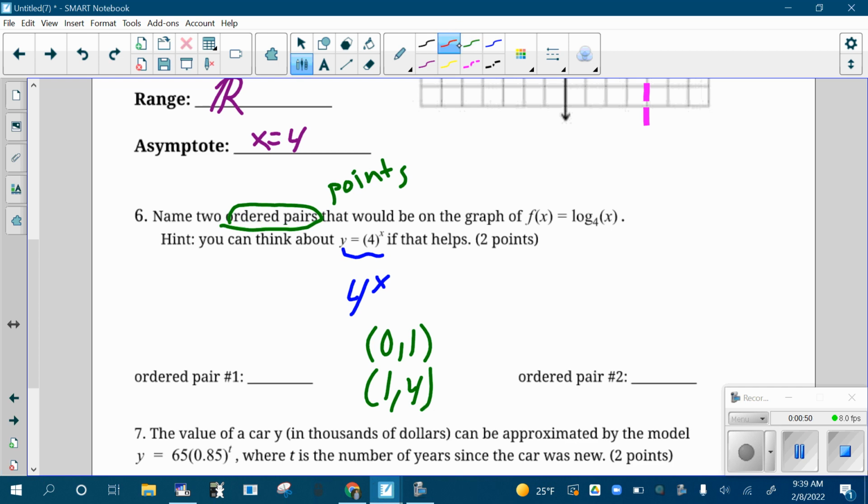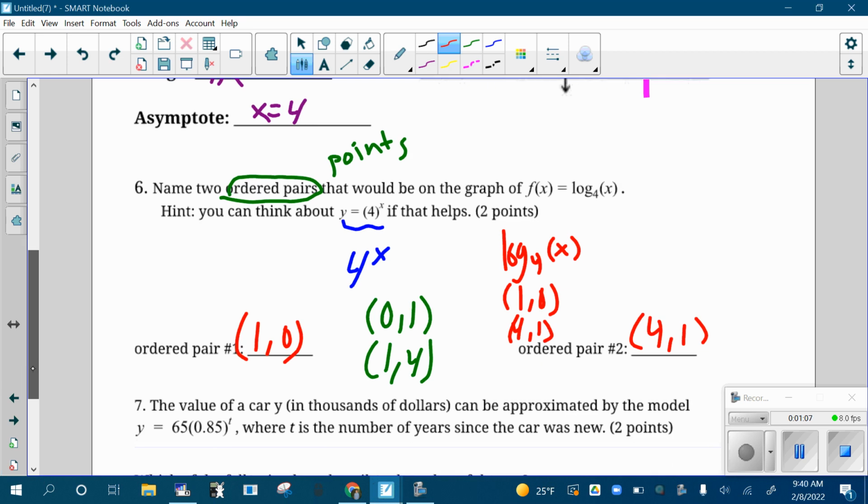So how do you take those 2 points and get key points on log base 4 of x? You flip the x and the y. Okay, because they're inverses. The x and the y flip. So on log base 4 of x, these would be 2 key points. That's all this question is asking you. Tell me 2 key points, 2 key ordered pairs. Okay? Those 2 points will be on log base 4 of x.